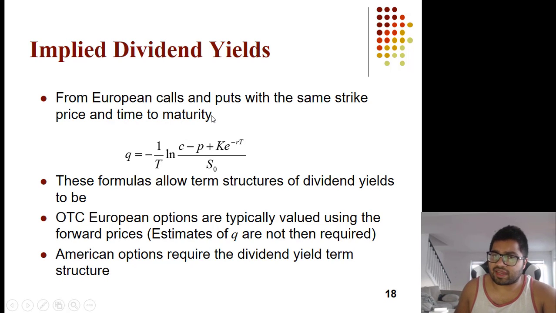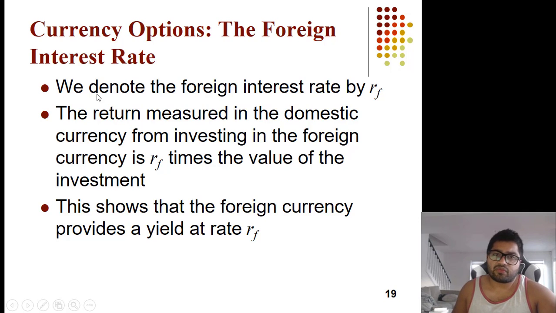Now sometimes they may ask you to calculate implied dividend yield. So this is the formula for that. We have solved one example based on that. For European calls and puts with the same strike price and time to maturity, implied dividend yield is calculated using this function. These formulas allow term structure of dividend yield to be used. European options are typically valued using forward prices. American options require dividend yield structure.